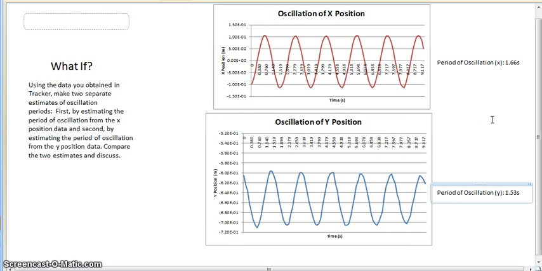The next question asks for a comparison of the periods of the oscillation of the x position versus the oscillation of the y position. These two graphs compare the two different oscillations. I found the oscillation of the x position to be 1.66 seconds, while the oscillation of the y position is 1.53 seconds. One oscillation in the x direction takes 0.13 seconds longer than one oscillation in the y direction.